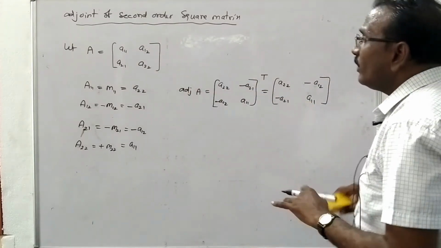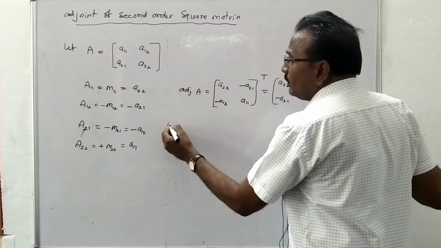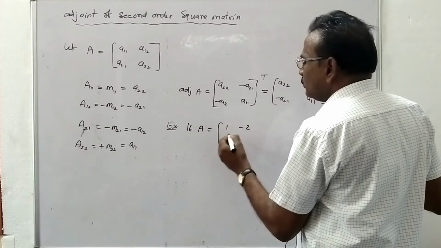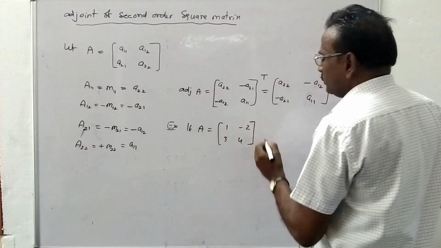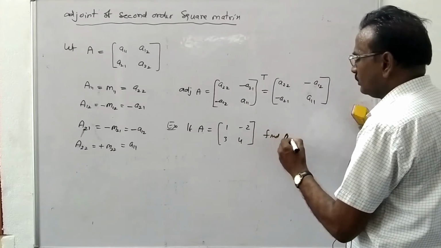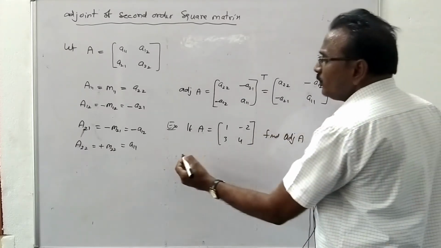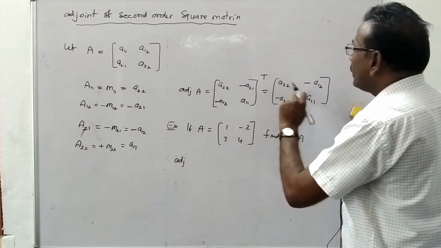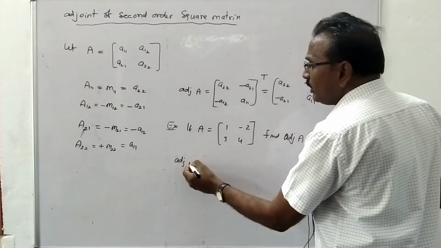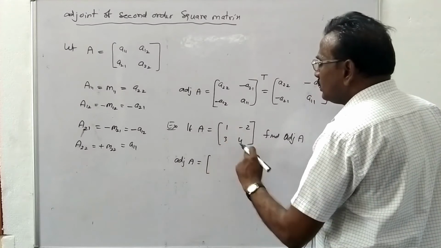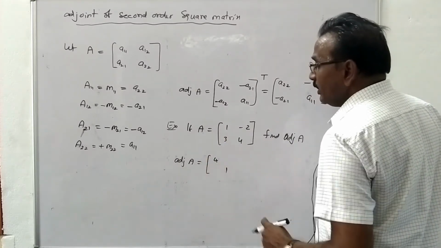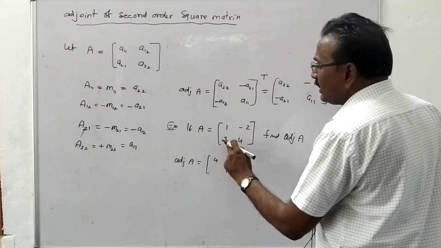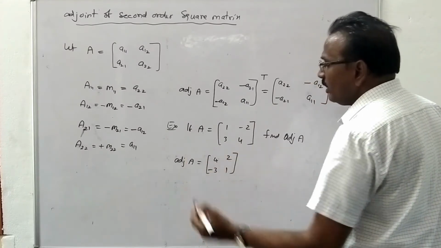We get the adjoint of the given matrix of order 2. For example, if A is equal to 1, 2, 3, 4, find adjoint A. Using the property, interchange the principal diagonal and change the sign of the other elements. So directly we can write the adjoint of A: first interchange the principal diagonal, here 4, 1, and change the sign of the other elements. Here minus 2 becomes plus 2, plus 3 becomes minus 3. So this is directly the adjoint of A.